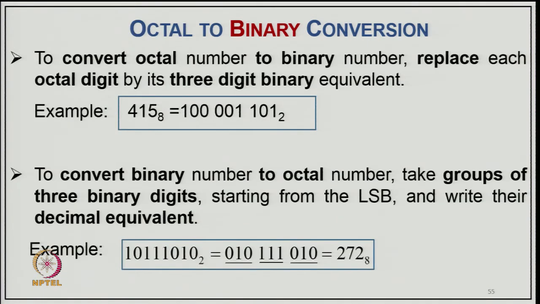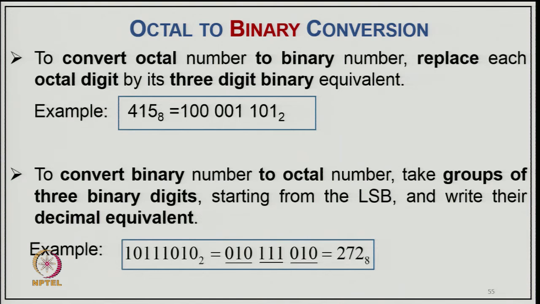Now, octal to binary conversion. To convert an octal number to a binary number, replace each octal digit by its 3-digit binary equivalent. It is the simplest form. So, for example, take 415 at base 8. Each digit of the octal we represent with its 3-bit binary equivalent. So, 5 is 101, 1 is 001 and 4 is 100, and this 415 at the base of 8 becomes 100 001 101 at the base of 2 in binary.